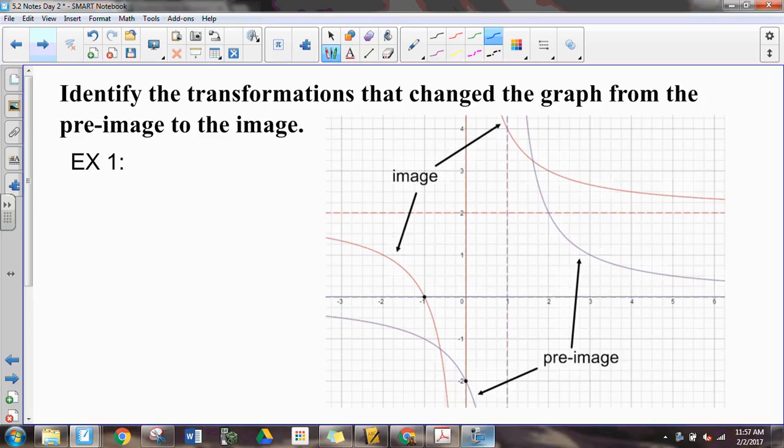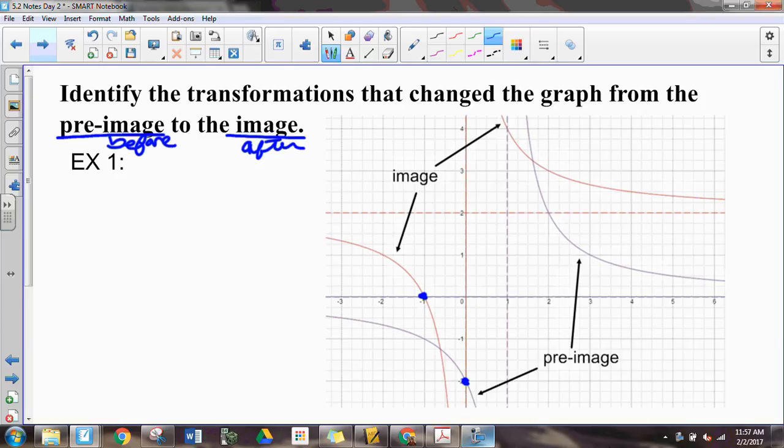So the blue one is our pre-image, and the red is our image. So pre-image is before. That's where you're going to the image, which is after. So you want to describe the transformations. And when you're looking at the graph, the transformations will just be moving, like translating left and right or up and down. So what you can do is I've given you a couple points that correspond on each of the graphs. And you simply just have to count which way they've gone.